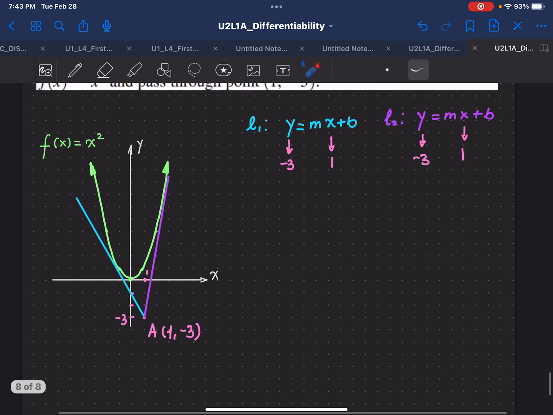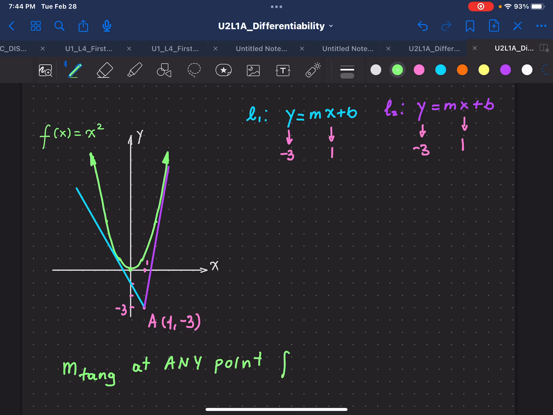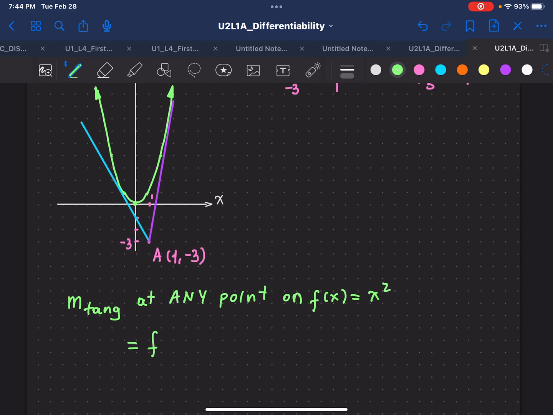Well, I know that slope of a tangent and derivative mean the same thing. So what that means is if I want to find the slope of the tangent on the graph of this function, at any point on the graph of the function, I can simply differentiate. So we're going to say that the slope of the tangent at any point on f of x equals x squared would be equal to the derivative f prime x, or in other words, the derivative of x squared. See, that was an ugly x squared.